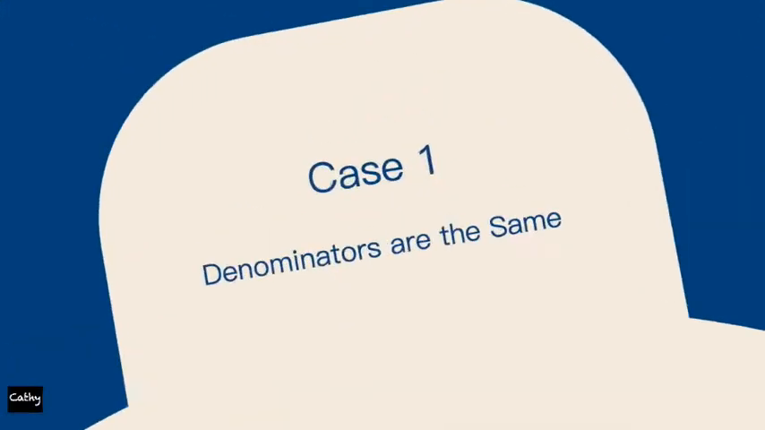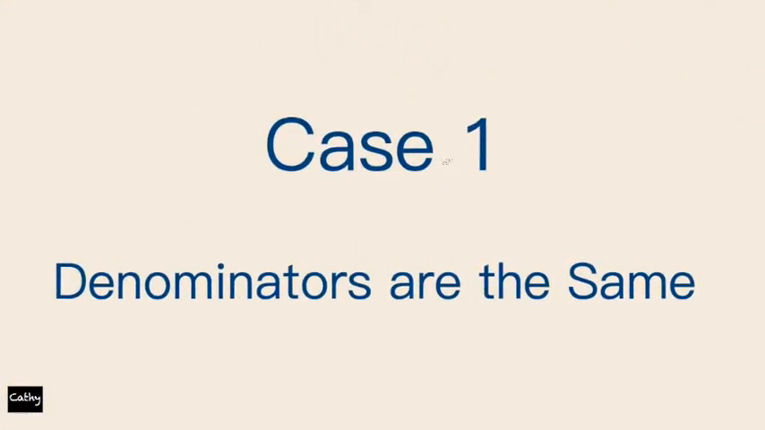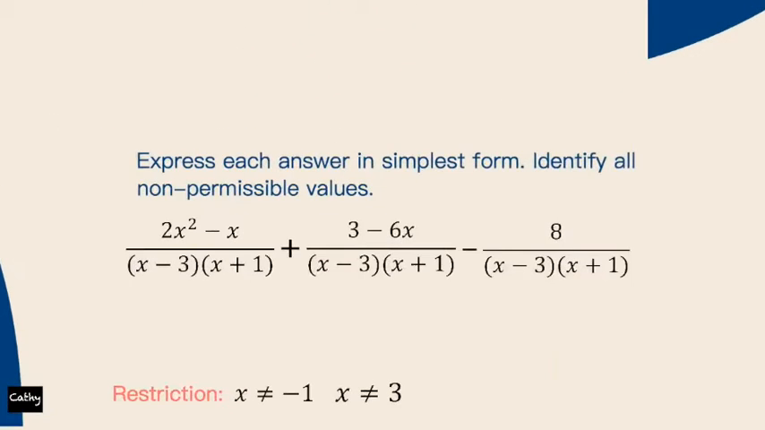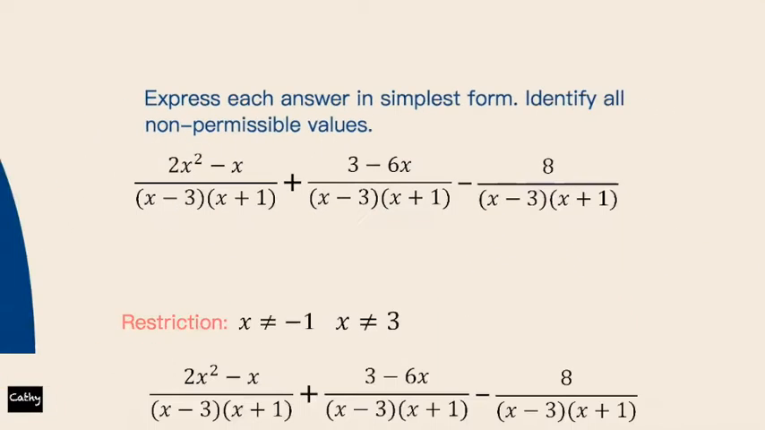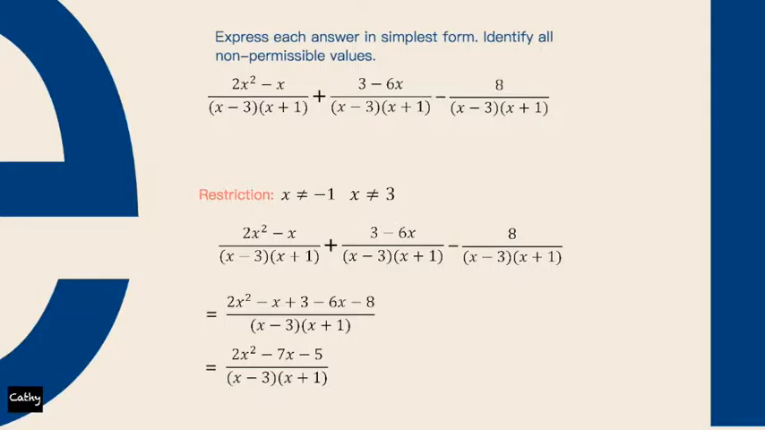Case 1: denominators are the same. Express each answer in simplest form. Identify all non-permissible values. Look at this expression. The denominators are the same, so the first thing we need to do is find the restriction. So the restriction is that x cannot be negative 1 and 3.